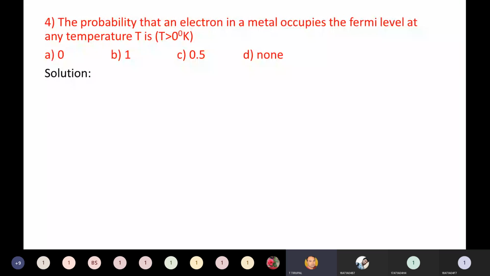The probability that an electron in a metal occupies the Fermi level at any temperature T, where T is greater than 0 degree Kelvin, at any temperature. Options: A, 0; B, 1; C, 0.5; D, none. Answer?